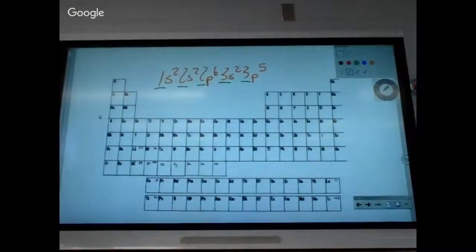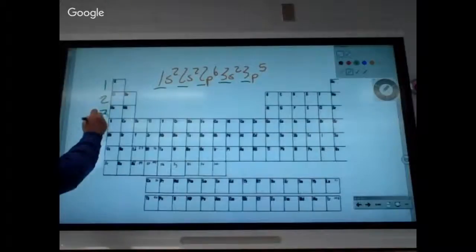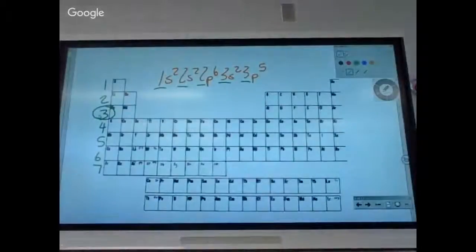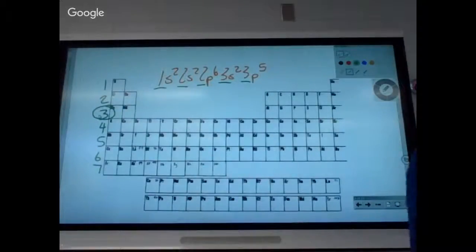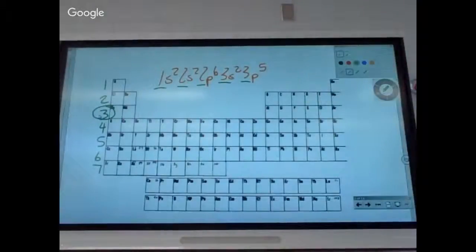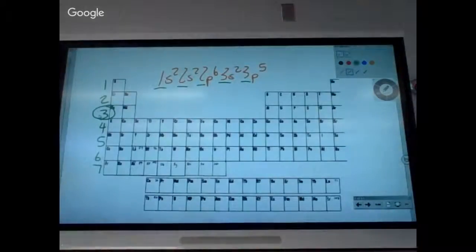Now, you want a shortcut? What period is chlorine in? 3. That's the highest occupied energy level. Works for everything. Now, you don't have to use it. I'm just telling you a shortcut you can use. If you forget on the test, go back to the electron configuration. If you remember it, use the period.